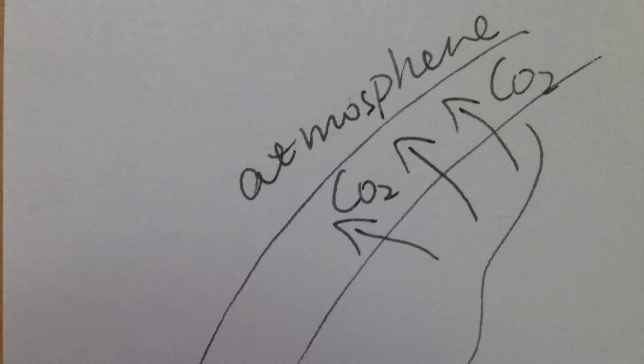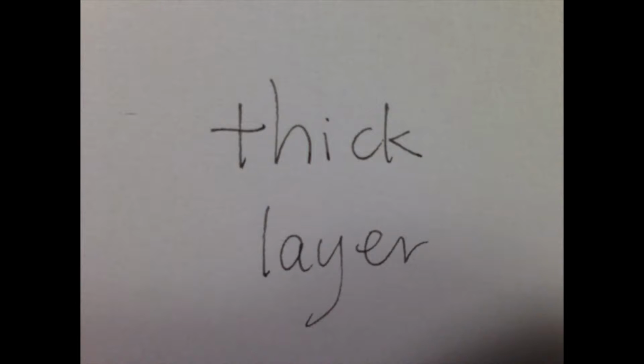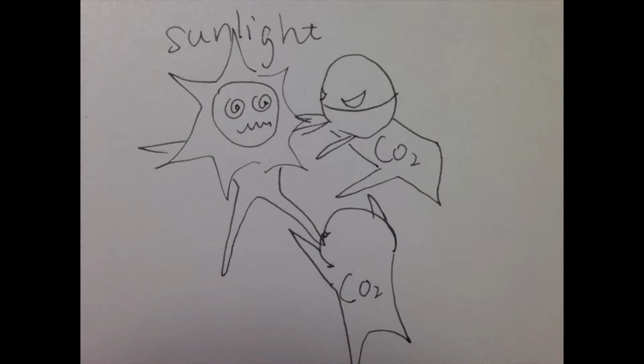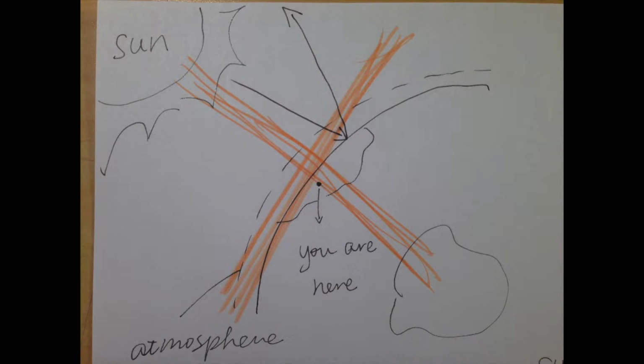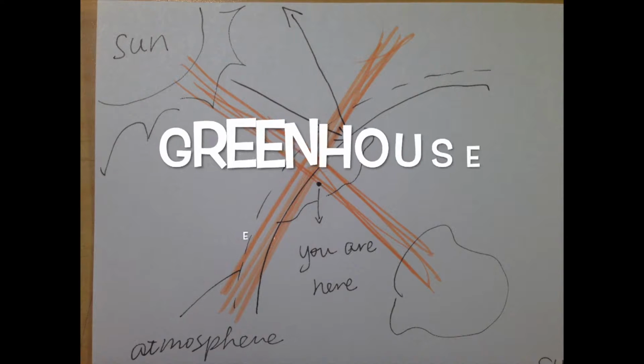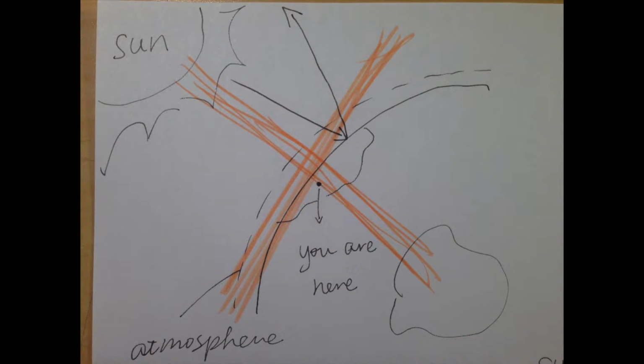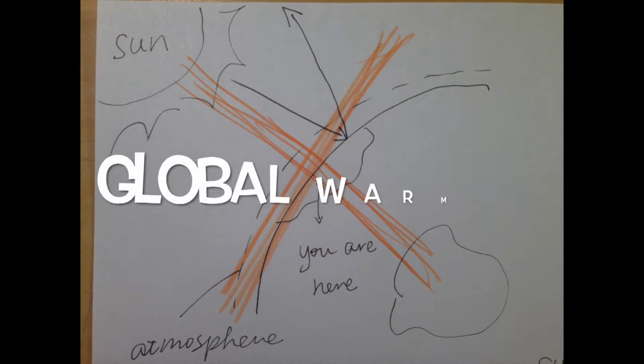However, carbon dioxide flows into the atmosphere and becomes a thick layer around the Earth. When sunlight is absorbed by the Earth and some of it bounces back toward space, the carbon dioxide traps the radiated solar energy, so it cannot go back to space but stays around the Earth, causing the greenhouse effect, and the Earth's temperature continually increases. Commonly, we call this situation global warming.